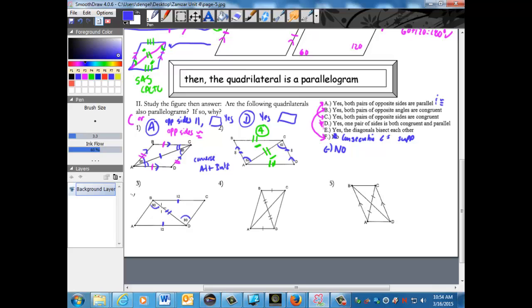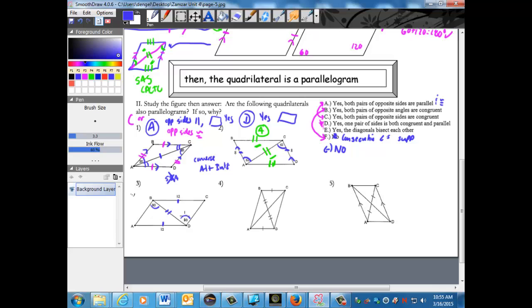This is ASS or SSA. Well, SSA does not prove that two triangles are congruent. It does not prove congruent. So I can't use SSA. This isn't a right triangle. Okay, so I can't prove that these triangles are congruent.